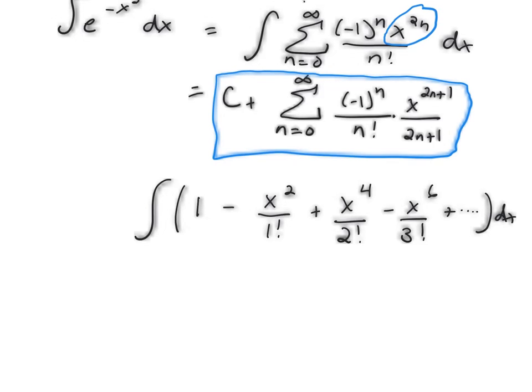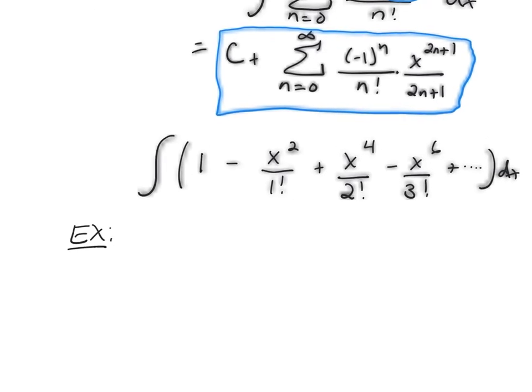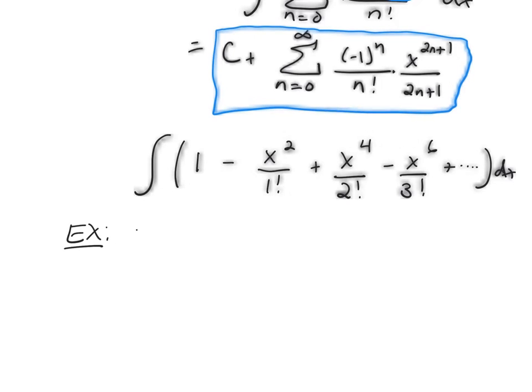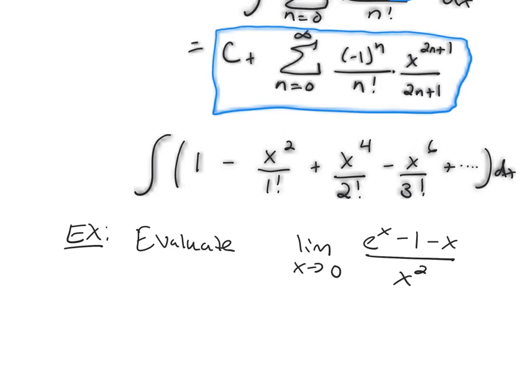Let's look at a limit. This is probably a limit, something you would have seen back in Cal 1. Evaluate the limit as x goes to 0, e to the x minus 1 minus x over x squared.